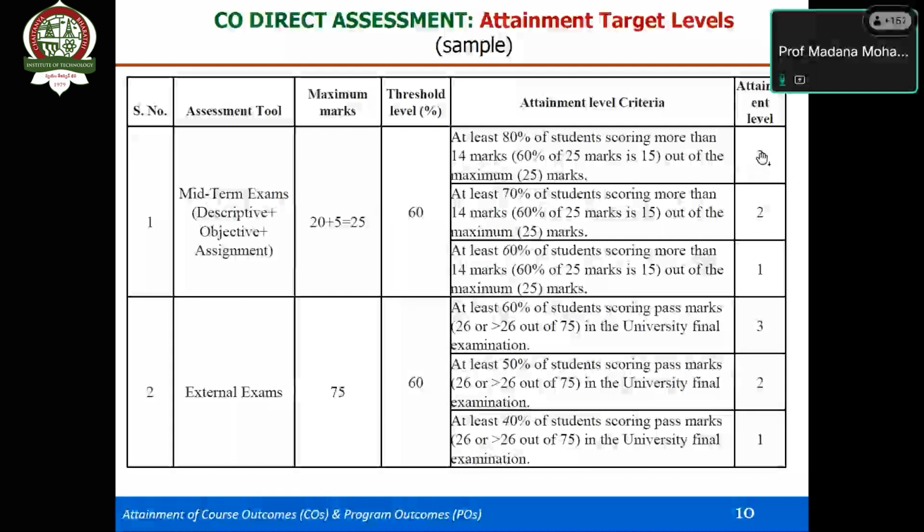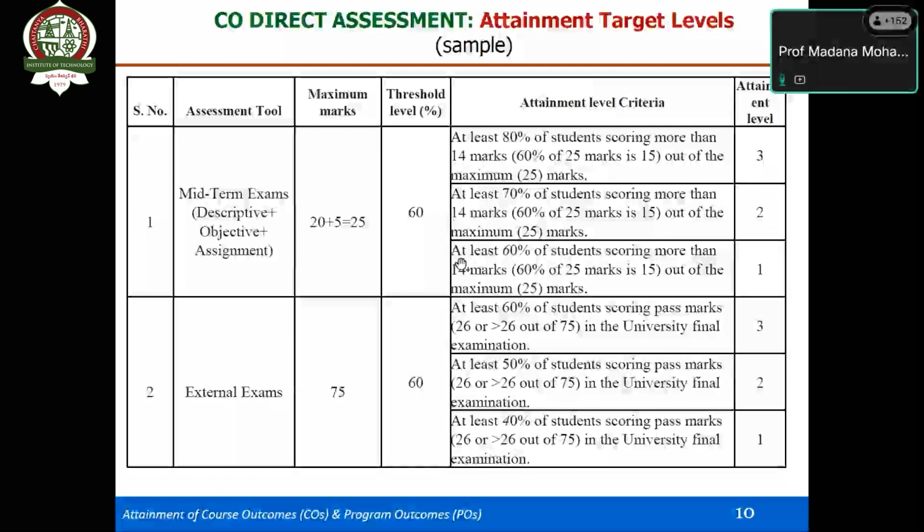Let us assume the highest level is 3. Then next you can take the scaling based on the range with the standardized norms. Then suppose 70% of students scored more than 60% out of 25.